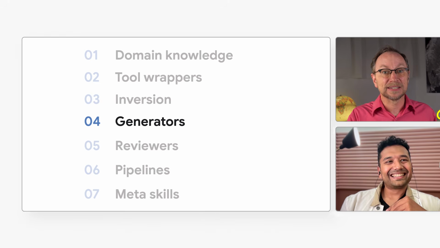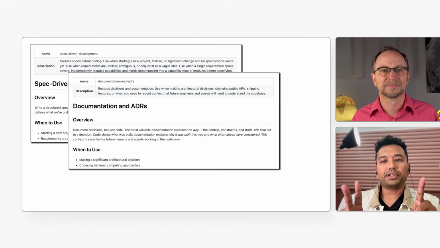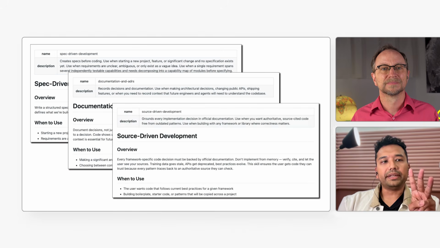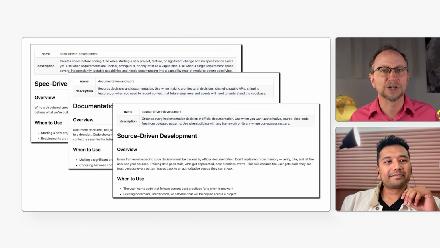All right, next are generators. Generators harness the AI's creativity to produce structured output. If you hate formatting, download these three. 1. Spec-driven development. 2. Documentation and ADRs. And 3. Source-driven development. What are ADRs?